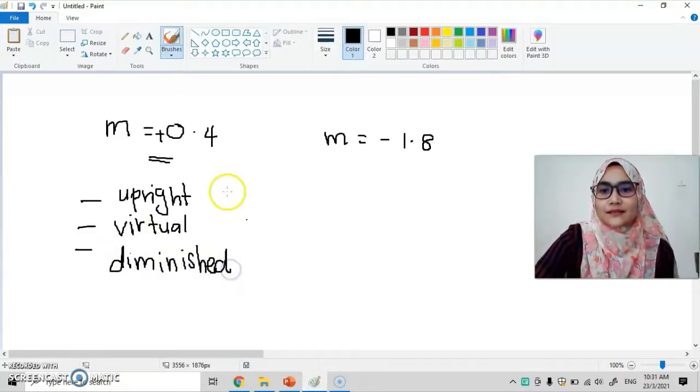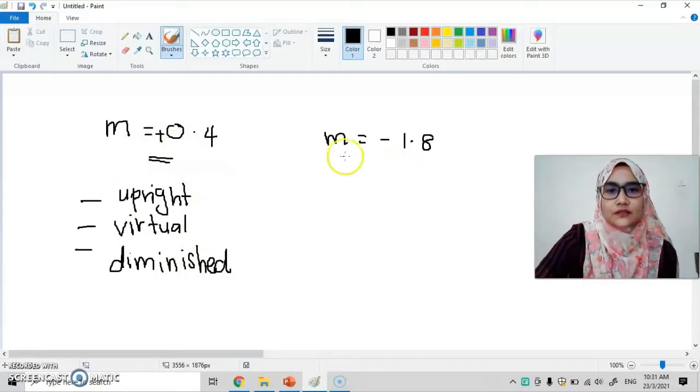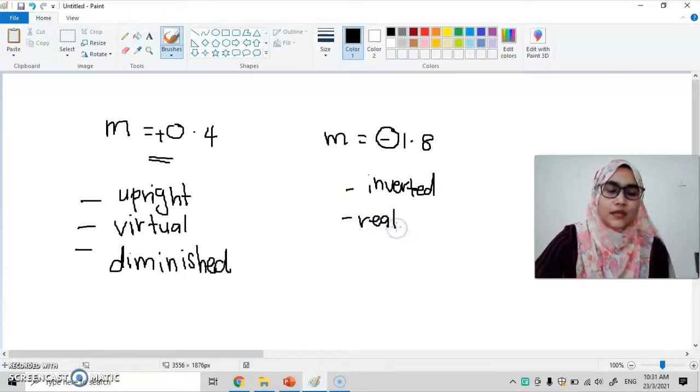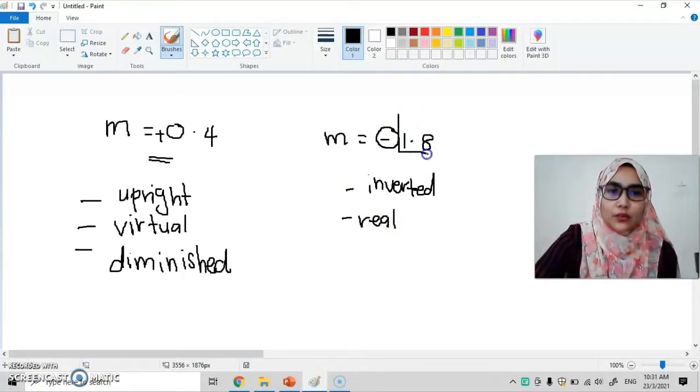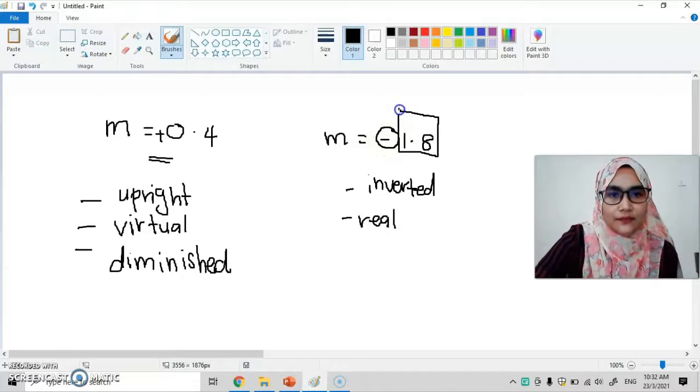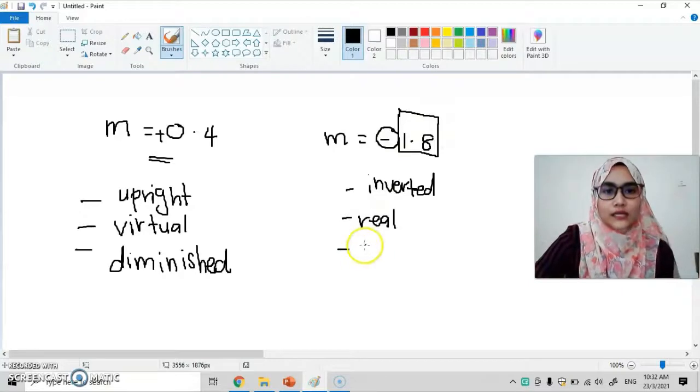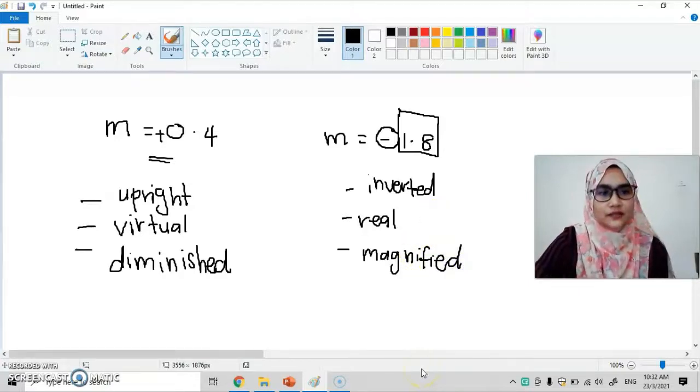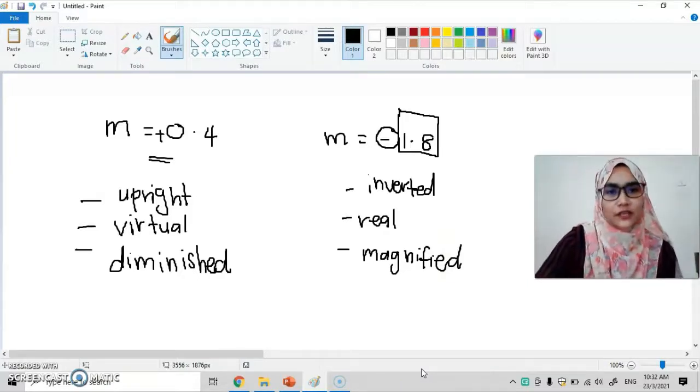So from the answer, you can get the value. Let's look at the other one. Look at the sign first. The sign is negative, meaning it is inverted. The pair for inverted is real. Okay. Next, look at the value, ignoring the sign. The value is 1.8, which is more than 1, so it is magnified. Okay, so you can see, you can list out 3 characteristics for the image based on the answer for magnification.